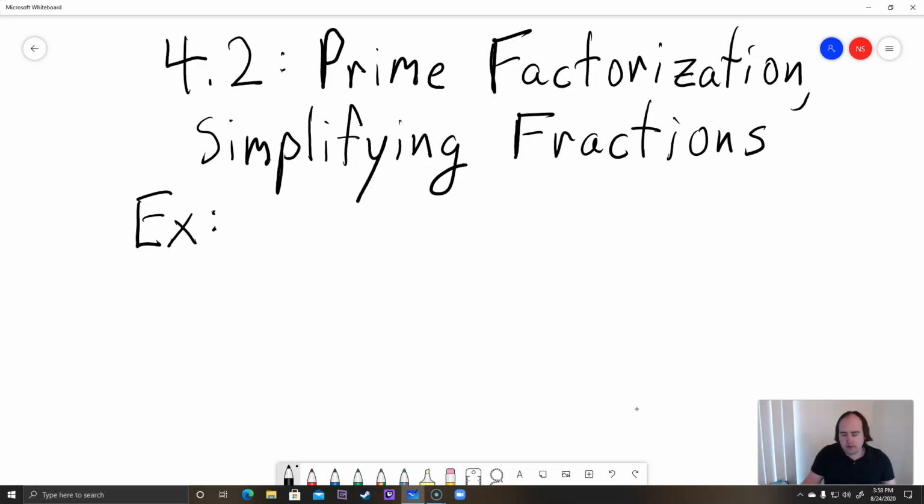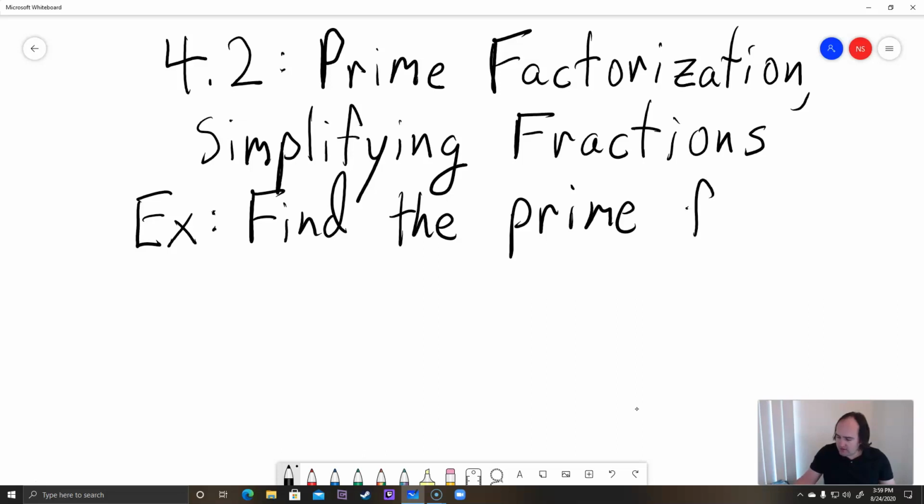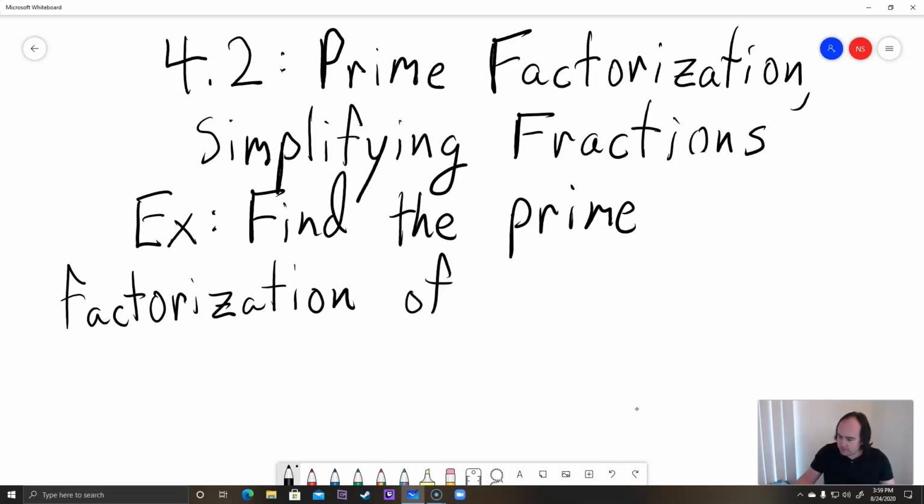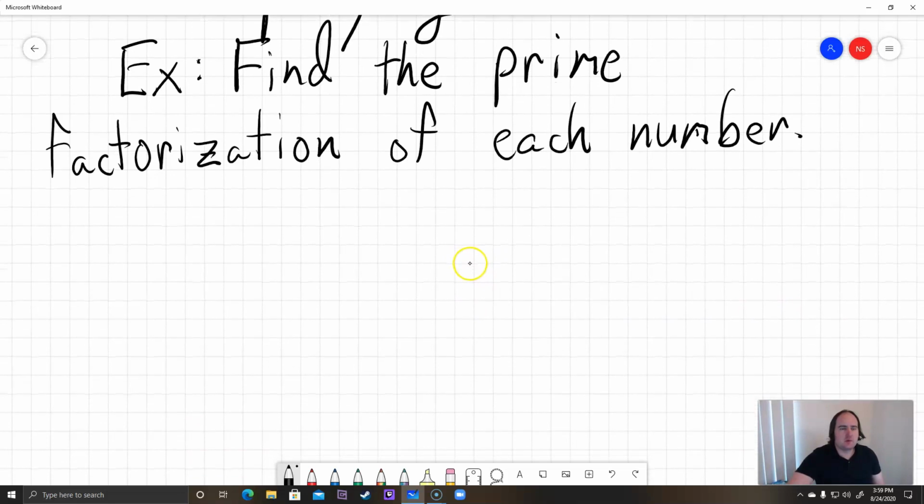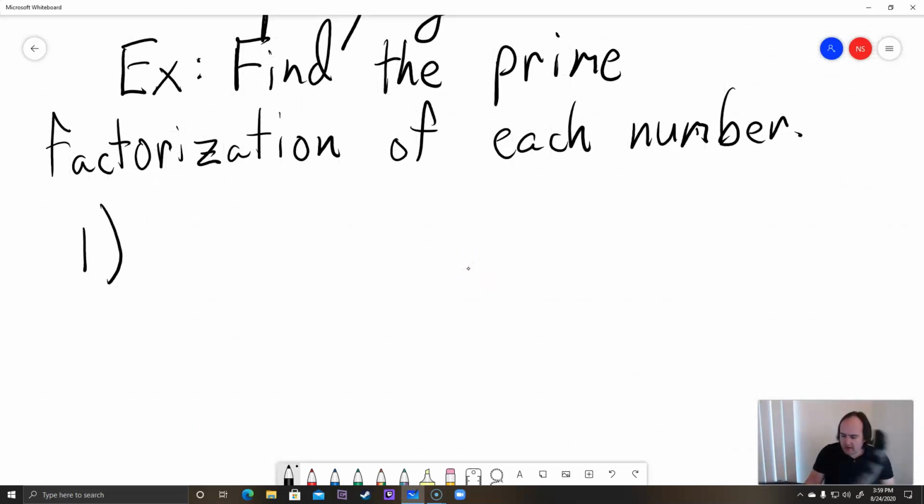Okay, so example, find the prime factorization of each number. Okay? And for example number 1, we're going to find the prime factorization of the number 54.